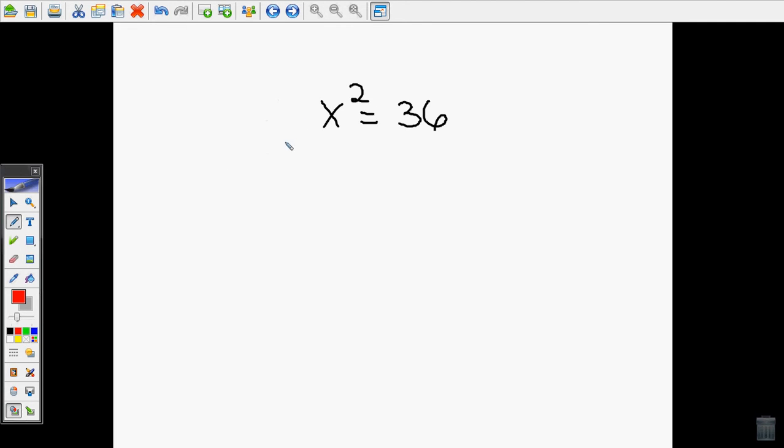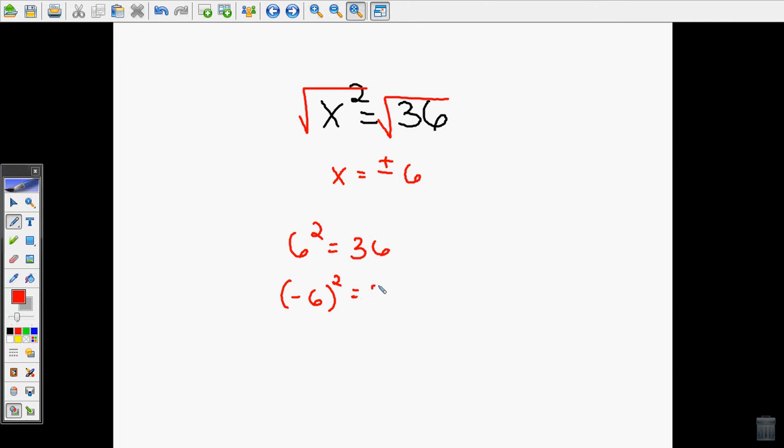To solve, we want to figure out what x is, so we're going to take the square root of both sides. Well, the square root of x squared is x, and the square root of 36 is plus or minus 6, meaning that x can be 36 or negative 36. I'm sorry, that x can be positive 6 or negative 6, because if you square positive 6, that's equal to 36. But if you also square negative 6, you also get positive 36. So this means that our answer can be positive 6 or negative 6.